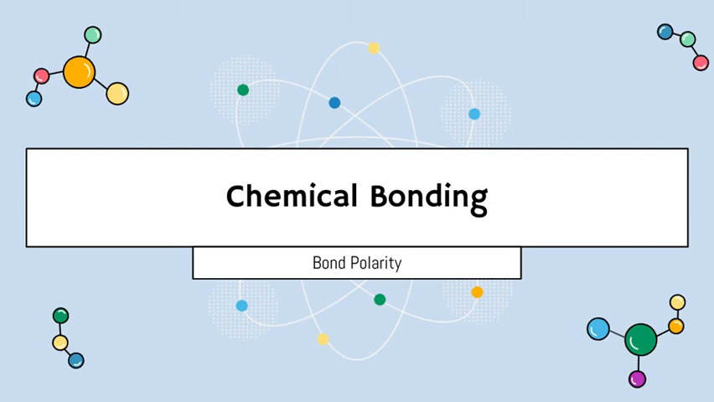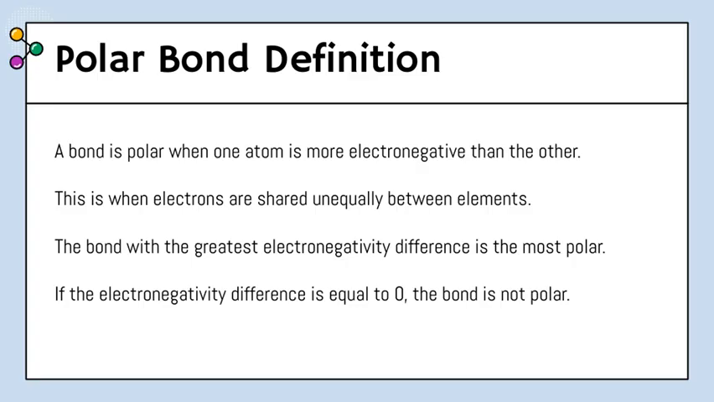In this video, we will be talking about bond polarity. A bond is polar when one atom is more electronegative than the other. This is when electrons are shared unequally between elements. The bond with the greatest electronegativity difference is the most polar. If the electronegativity difference is equal to 0, the bond is not polar.